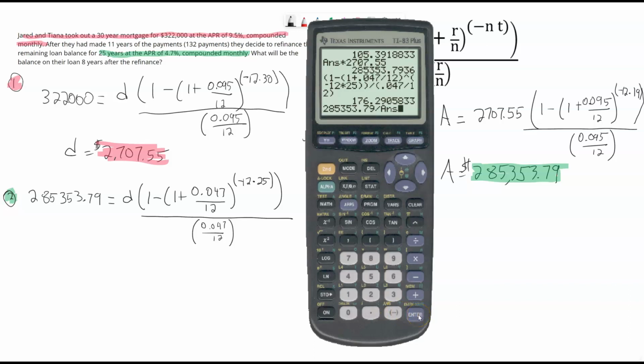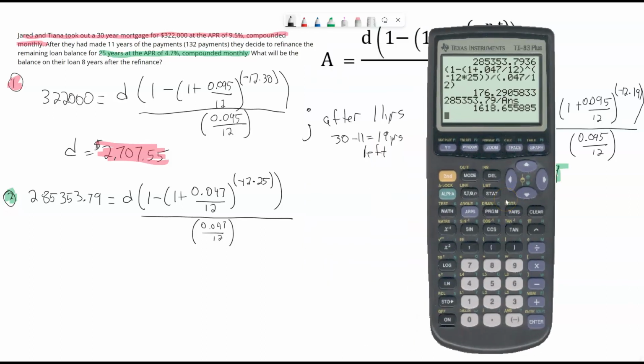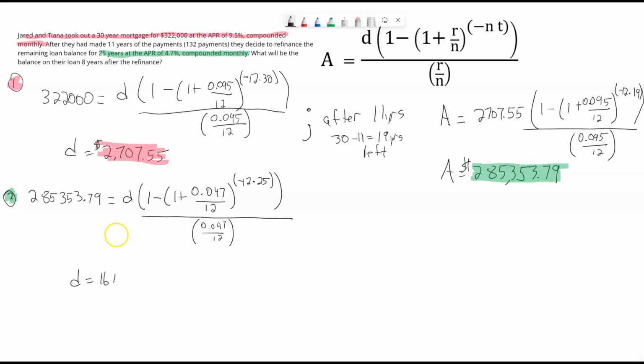This is our new monthly payment. Much lower. This is the reason you refinance. A lot of people refinance. So D equals 1618.66. All right. So for our refinance, we have new terms, we have a new balance we're borrowing from the bank, and we have a new monthly payment. Excellent.